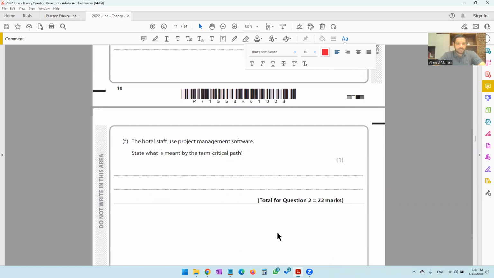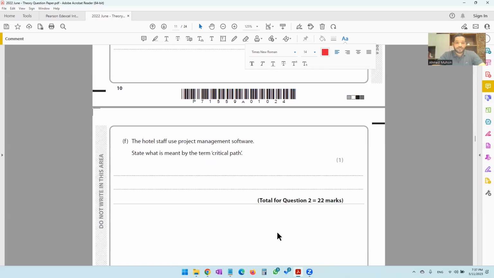Moving on to the next one, it says the hotel staff use project management software. State what is meant by the term critical path. So you know project management software is the ideal software for managing an entire project. You can tell the software what tasks need to be done, what resources need to be used, when it has to finish. Then the software will allow you to track each of these tasks and share the tasks with multiple users. This is the reason why we use project management software to manage an entire project.